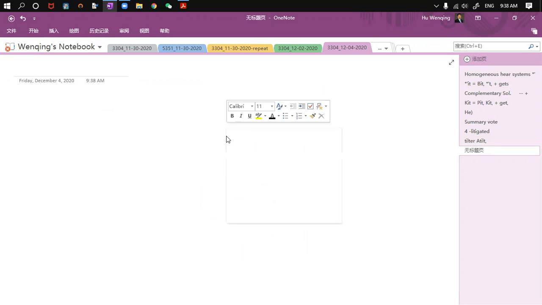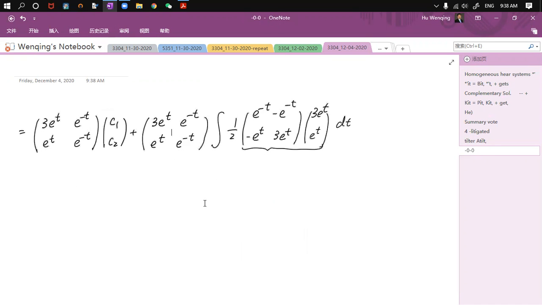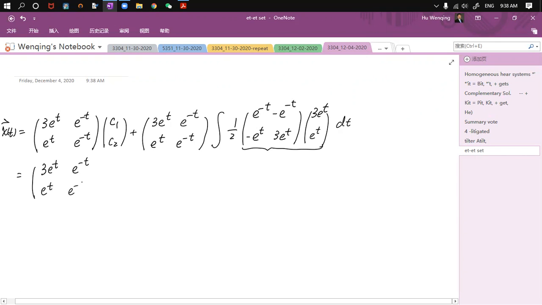Okay, so let's put it here. So that's going to be your fundamental, your general solution. So let's say this is x of t is equal to this object. Now you have to calculate this product. So that's 3 times e power t, e power minus t, e power t, e power minus t, multiplied by c1 and c2, plus this matrix 3 times e power t, e power minus t, e power t, e power minus t, and then there is a 1/2.